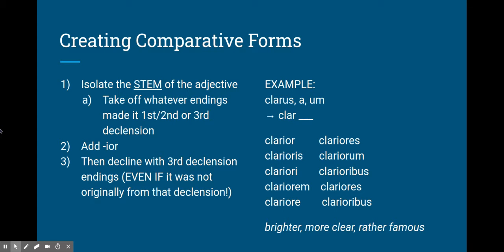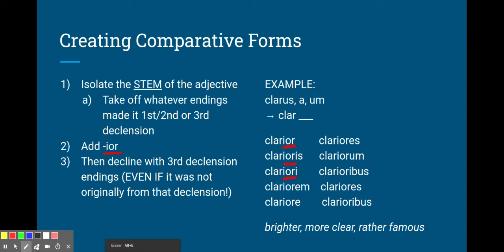Creating comparative forms means taking the stem of your adjective and adding 3 letters, I-O-R. And those 3 letters, when you pronounce them, sound like Eeyore. So that's why it's important to remember that Eeyore is more sad, because when you remember the donkey Eeyore, you'll remember that anytime you see Eeyore as part of an adjective, that makes it comparative. That makes it bigger or better or faster or more or rather.